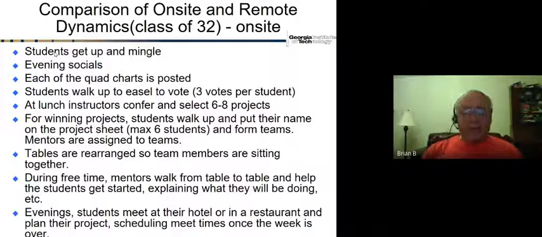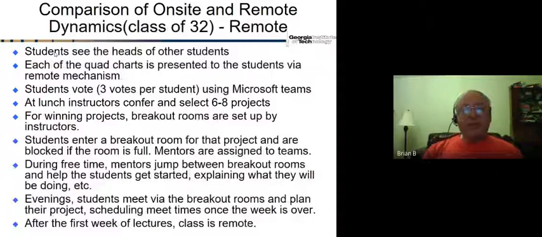Remote, the students see the heads of the other students. Each of the quad charts is presented via a remote mechanism, and then they use Microsoft Teams to vote. By the way, I found a problem with Microsoft Teams. You can vote more than 3 times. In fact, you can't block the number of times a person votes. Again, instructors pick the 6 to 8 projects. You set up breakout rooms, the kind I showed you, and the students enter a breakout room. If the breakout room is full, with no room for another student, the students jump to another breakout room and pick another team.